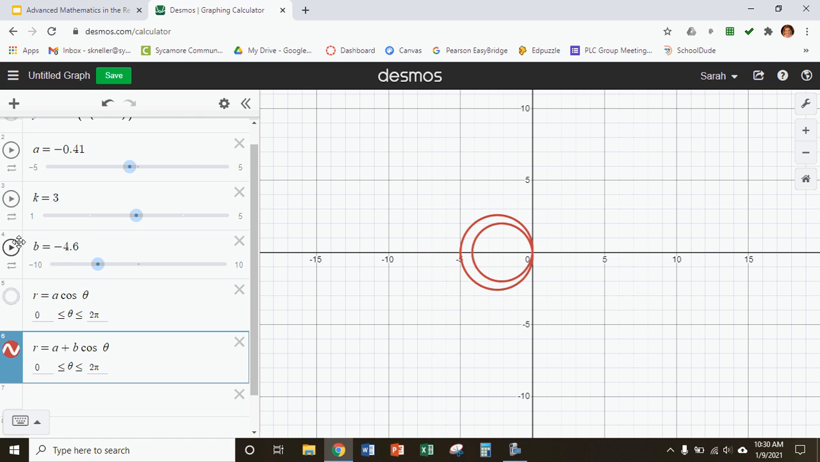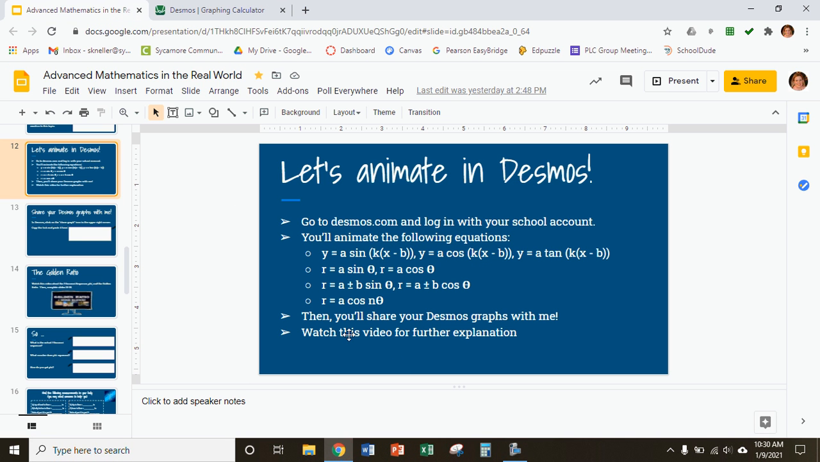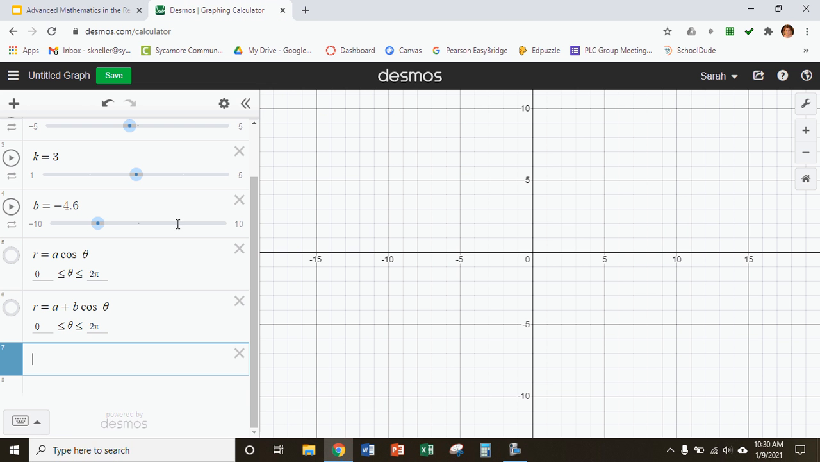Okay, so there's our heart one. We have one last one, so I'm going to turn that off. I'm going to come down here into this other space down below, and we're going to type in our A cosine n theta. So this is going to be a rose.